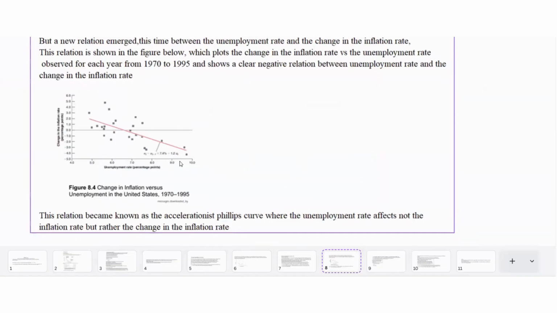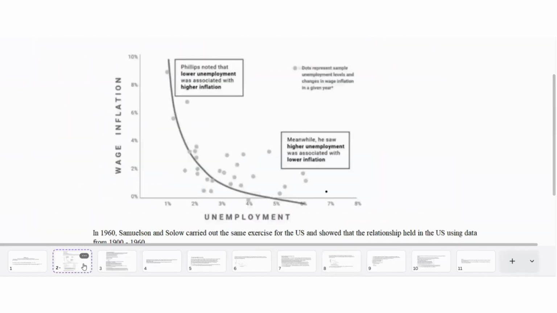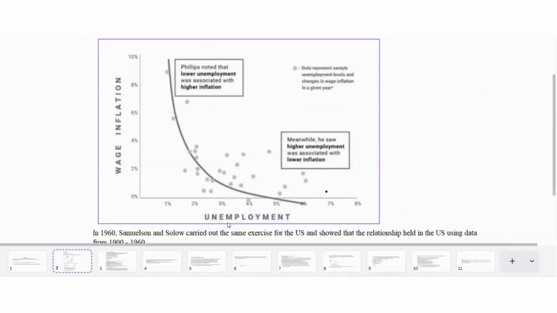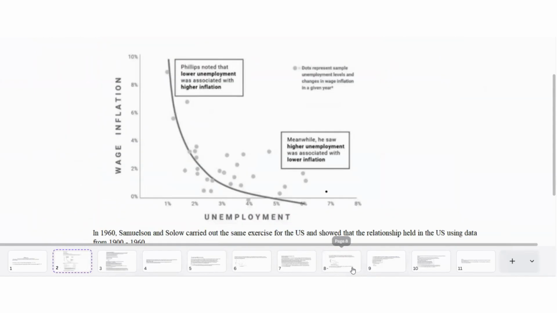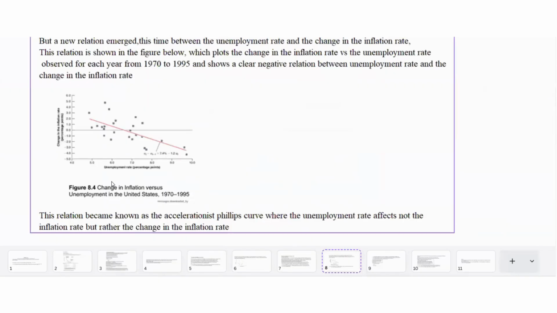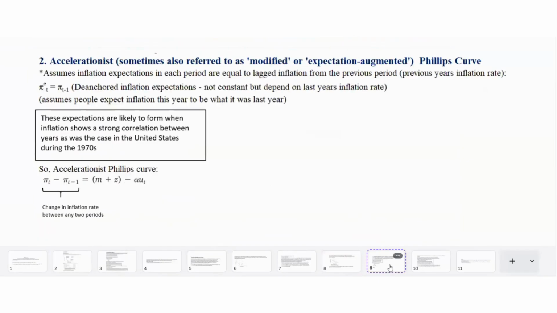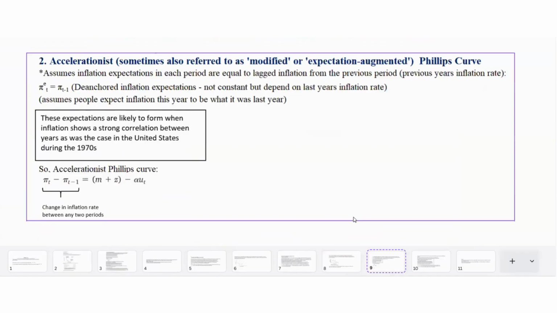So this relationship became known as the accelerationist Phillips curve, where the unemployment rate affects not the inflation rate, but rather the change in the inflation. Originally, the trade-off is between unemployment and inflation. But now in the 1970s, what we saw was a trade-off between unemployment rate and change in inflation rate. This is what became known as the accelerationist Phillips curve. Now let's discuss in detail the accelerationist Phillips curve. Sometimes this is referred to as modified or expectation augmented Phillips curve.